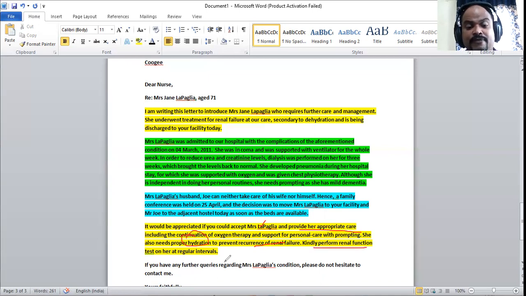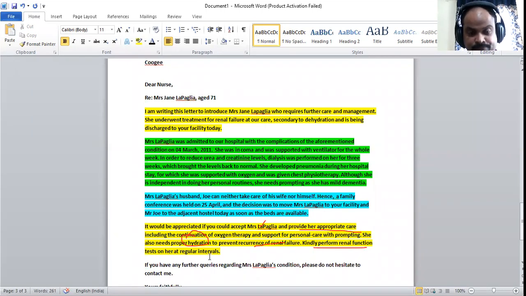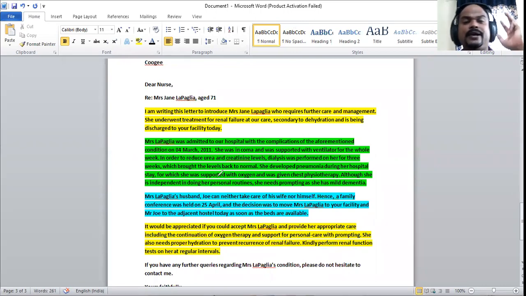Kindly perform renal function tests on her at regular intervals. So we need to go ahead with urea, creatinine, and electrolyte levels. That's what we collectively call the renal function test. At regular intervals, we need to go ahead with that. If you have any further queries regarding Mrs. Lapaglia's condition, please do not hesitate to contact me.